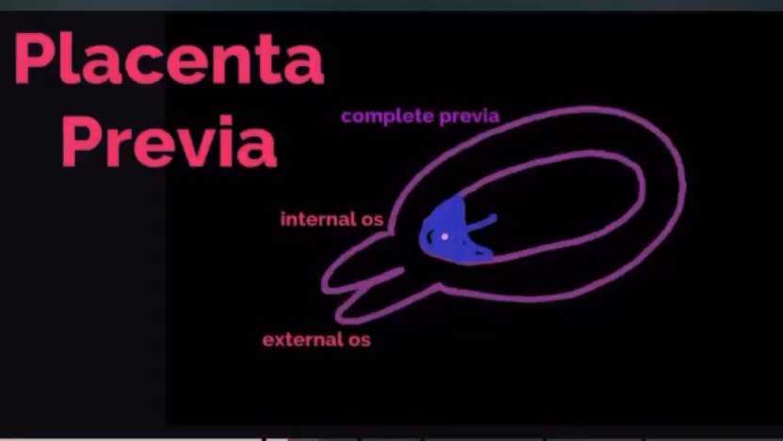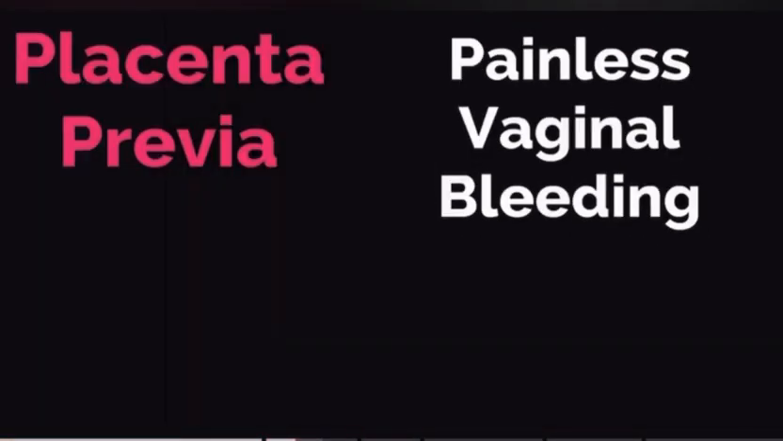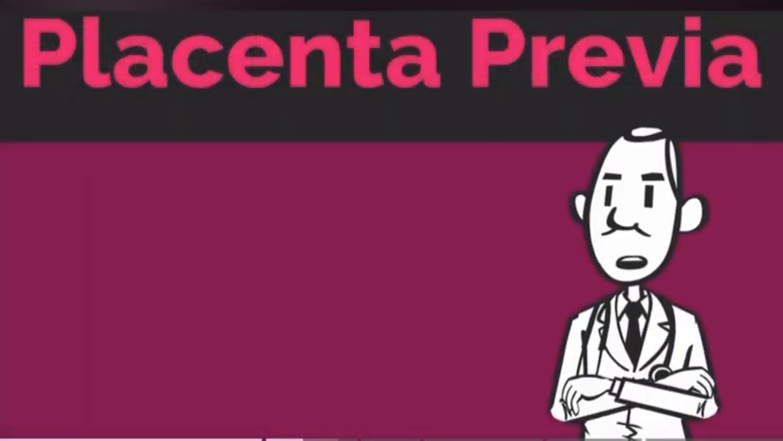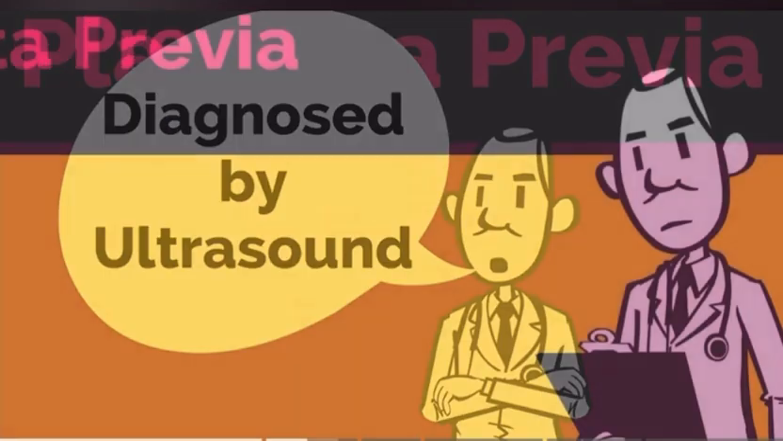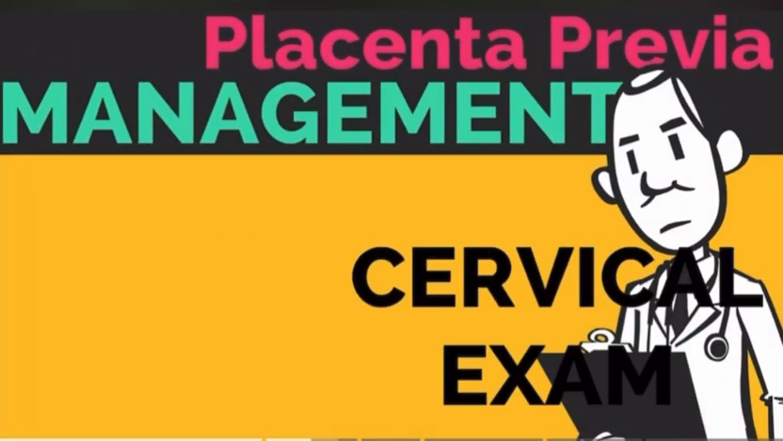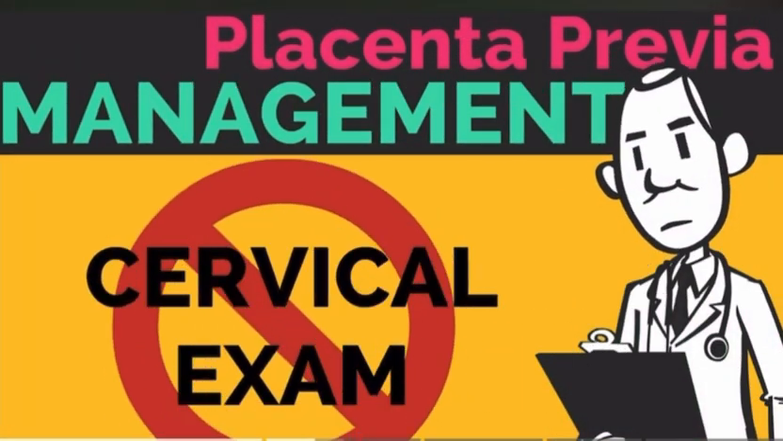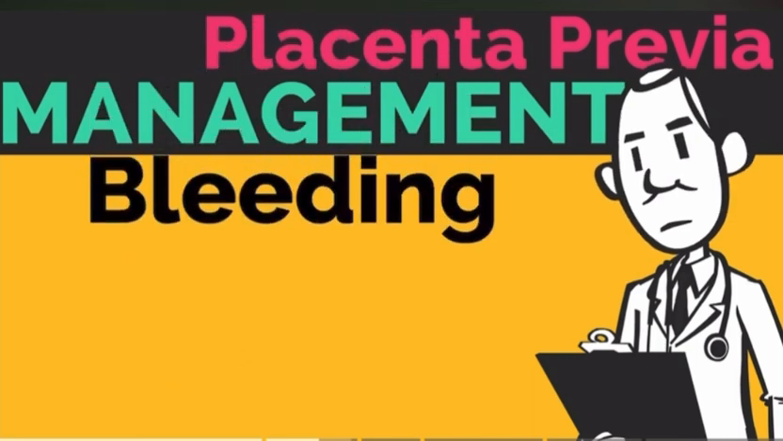Whereas a marginal previa partially covers the os. The classic presentation for placenta previa is painless vaginal bleeding. Placenta previa is diagnosed by ultrasound. Remember that with a placenta previa, a digital cervical examination should not be performed, for digital manipulation can cause bleeding.